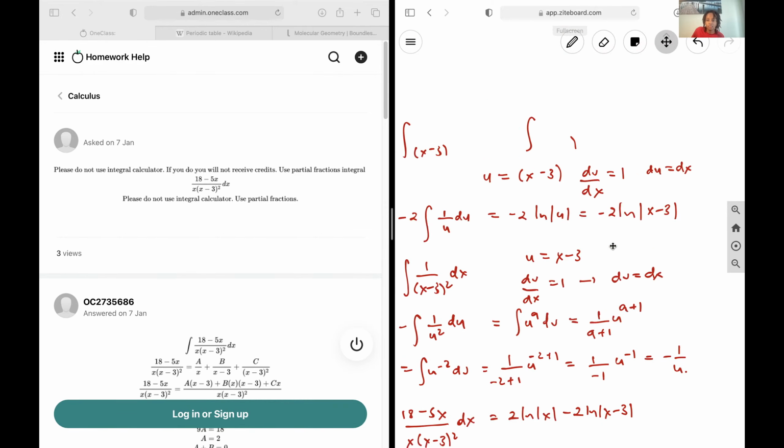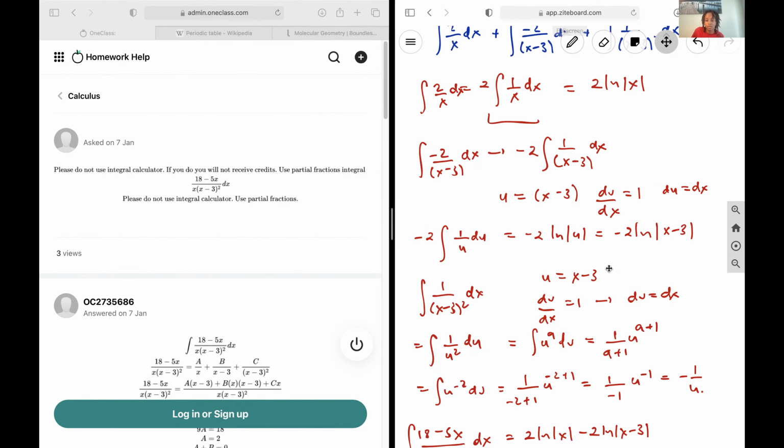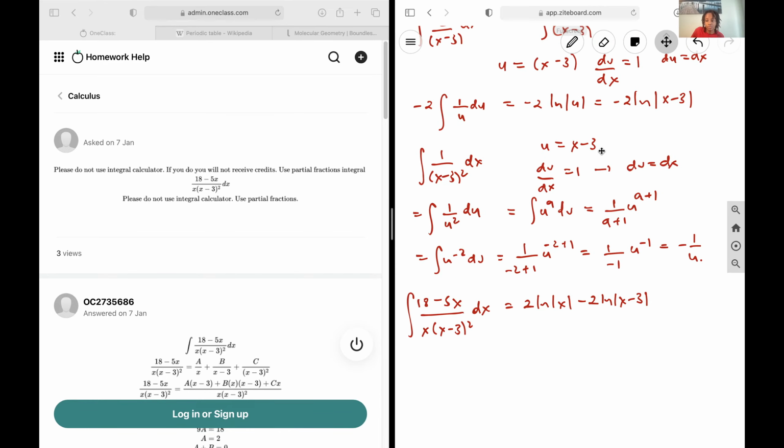And then lastly, we want the integral of 1 over x minus 3 squared. And we have found that to be negative 1 over u. We know that u is x minus 3, so we're just going to plug that in too, to become negative 1 over x minus 3. And then we're going to add the plus c because it's an unbounded integral.